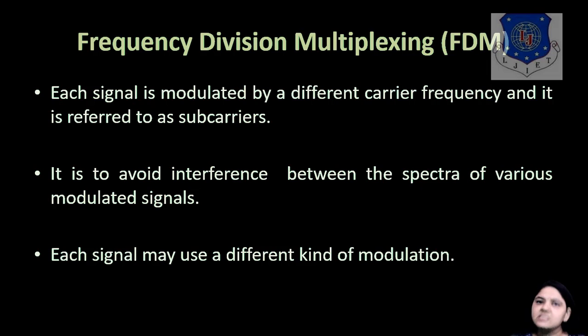Why is the subcarrier used? The subcarrier is used to avoid interference between the spectra of the various modulated signals, and this may use various kinds of modulation.